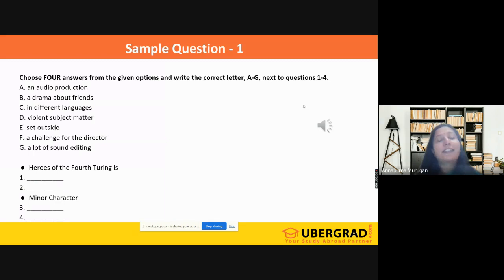First, let us read the question, the main question. Choose 4 answers from the given options and write the correct letter A to G next to the questions 1 to 4. What is it that we are doing? We need to choose 4 answers from these options only, not from anywhere else.